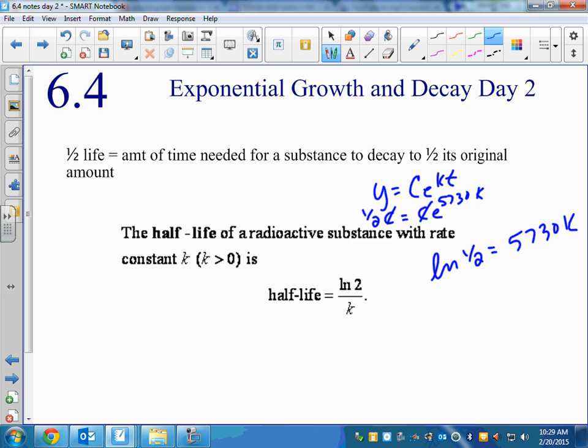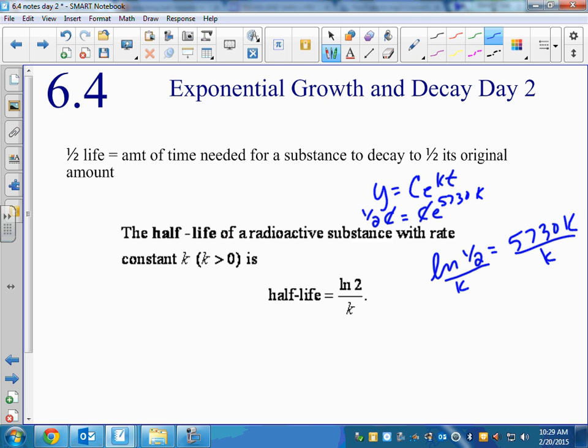If I divide by, what am I trying to solve for here? No, I'm sorry. If I match this up, I'm solving for the half-life, right? So I would divide by k here. Oh, look, mine's different than this. Because half-life means how long it takes for half of it to be left.